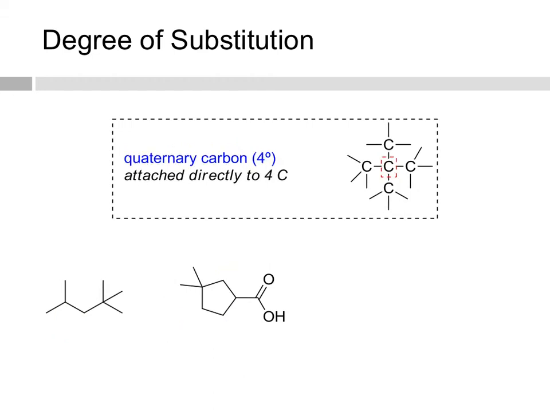Quaternary carbons are attached directly to 4 carbons, so this is a quaternary carbon. If we go back to the same 2 examples, in this case, this is a quaternary carbon. It's attached to 4 other carbons. This is also a quaternary carbon. It's attached to 4 other carbons.